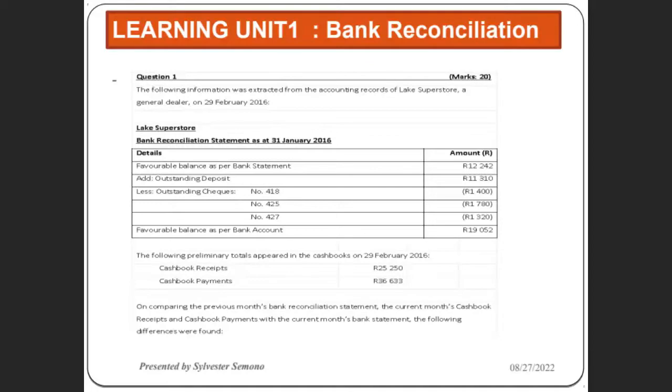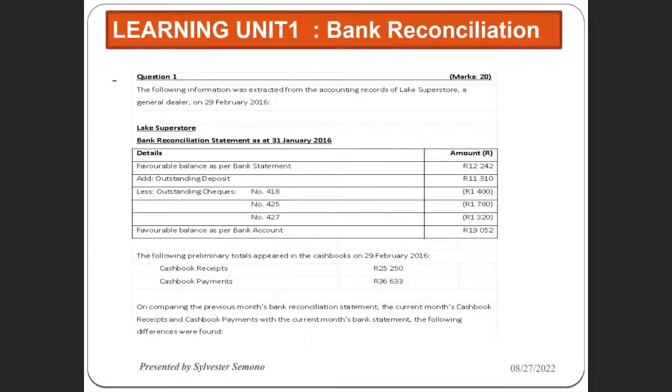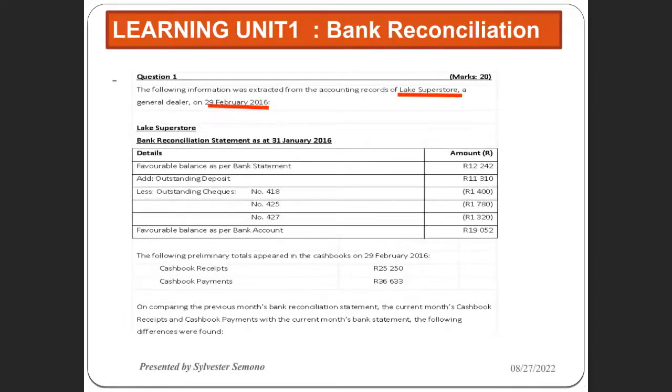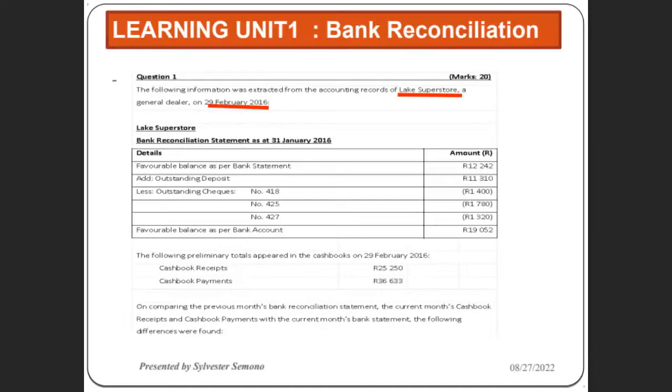First, you can see here this is the name of our business. We are Lake Superstore, and then they say we are on the 29th of Feb 2016, and then this is the bank recon. Can you see what they normally do? They give us the bank recon from the previous month.